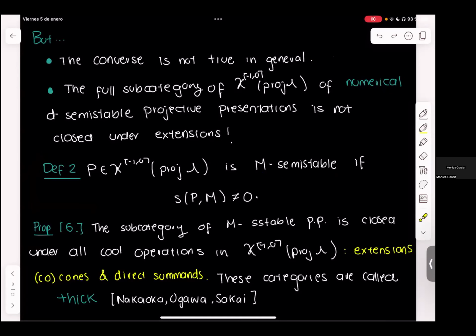So let's just restrict then to the following notion. I will say that a projective presentation is M-semistable if I can find a semi-invariant such that my projective presentation does not vanish over here. And the proposition is that the subcategory of all M-semistable projective presentations is closed under all the cool operations in the category of projective presentations. That is extensions, cocones, cones, and direct summands. These categories are called thick, and by no means is this my invention. This already existed, introduced by Nakaoka, Ogawa, and Sakai.